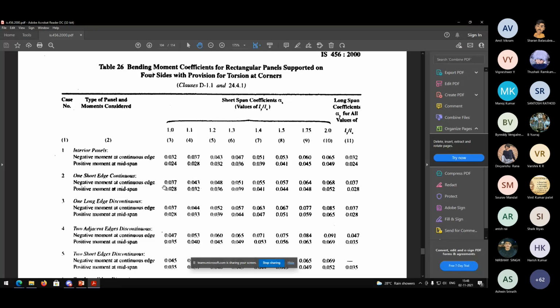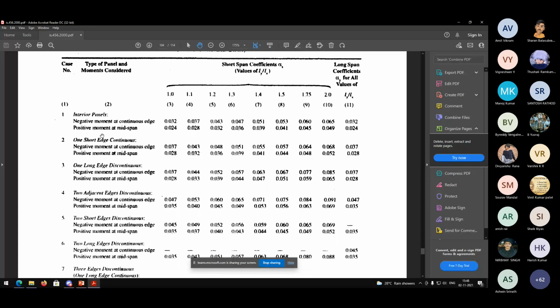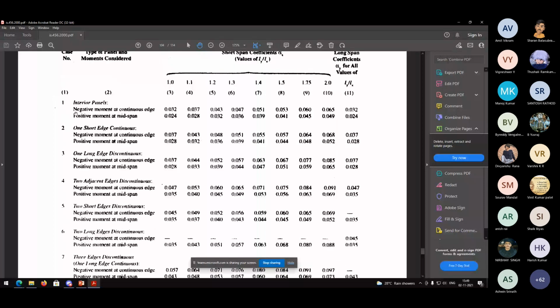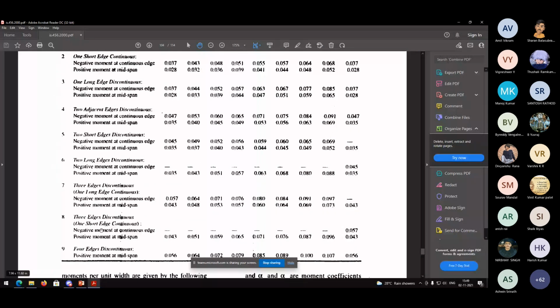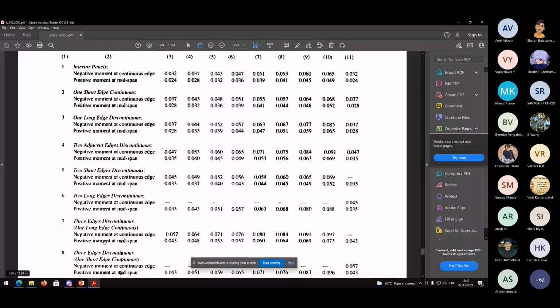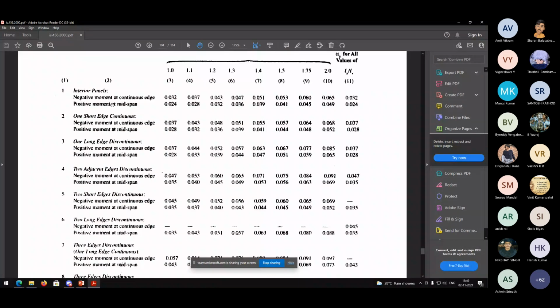And for each of these, you have two cases of moments: negative moment at the continuous edge, positive moment at the midspan. So out of 9 different cases, for 8 cases you will have both negative and positive moments. Like that, it is there for all the 8 cases where you have at least one continuous edge. If you have at least one continuous edge, you will have both negative and positive moment coefficients. For the only case where all 4 edges are discontinuous, you do not have any negative moments, you have only positive moments.